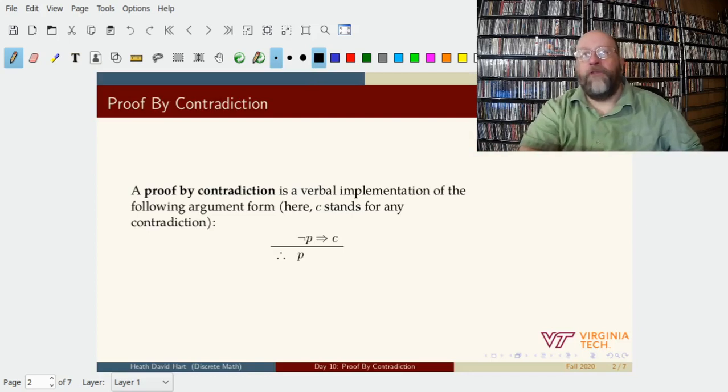A proof by contradiction is a verbal implementation of this argument form. Here, C stands for any contradiction, as opposed to a tautology, a statement that is structurally false. If we assume that the negation of P is true, in other words, if we assume that P is false, then that leads to a contradiction. Then it must be the case we can conclude that P has to be true. That's the idea. We're going to assume that P is false, show that that assumption leads to a contradiction, and then conclude that therefore P is true. Okay?